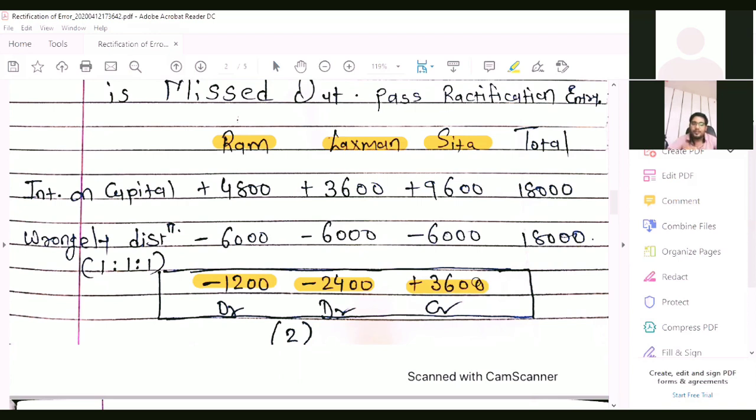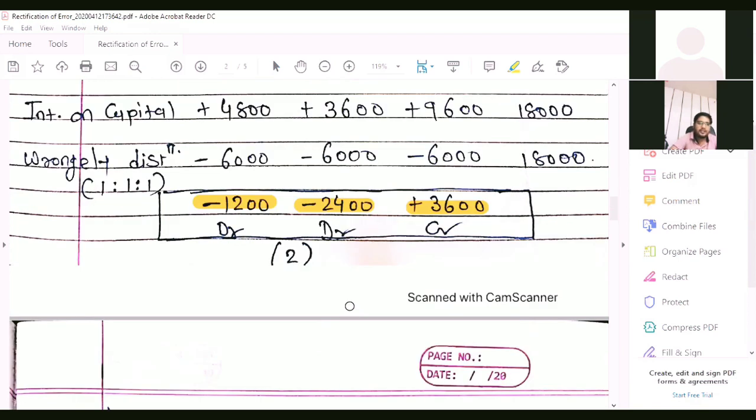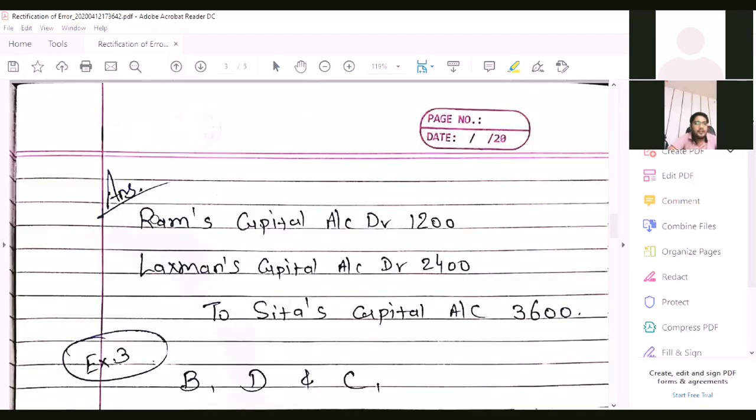So what is the rectification entry in partner's capital? Just now I told you, for plus sign it is always credited, for minus sign it is debited. So what will be the journal entry? Let's see. Ram's capital account debit 1,200, Lakshman's capital account debit 2,400, to Sita's capital account 3,600. I hope it is clear.